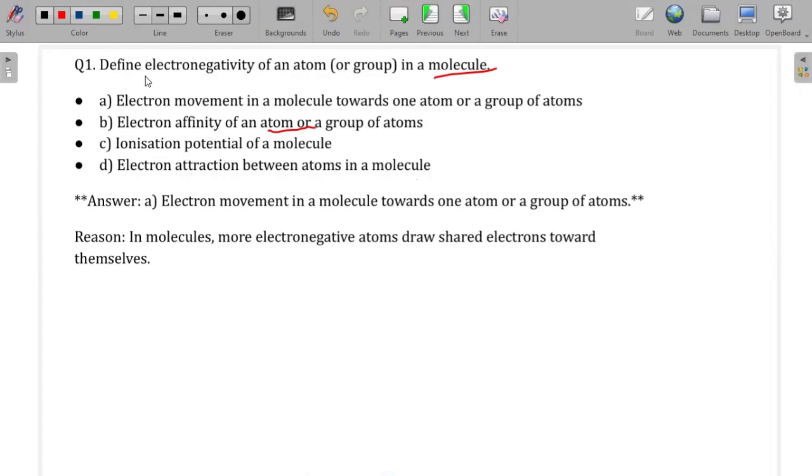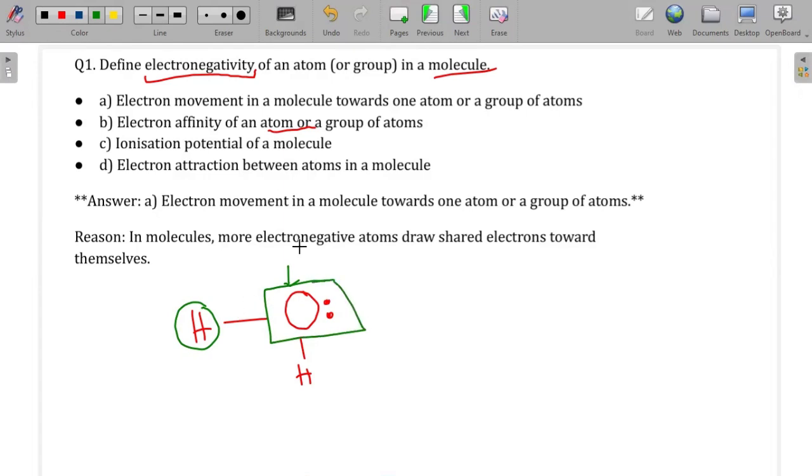So you have to understand this term electronegativity here. I'll use the water molecule to explain. If I have oxygen bonded to hydrogen and another hydrogen, and this oxygen atom has a lone pair of electrons like that. In this water molecule, we usually say that this oxygen here is more electronegative than the hydrogen there. So why is this oxygen more electronegative?